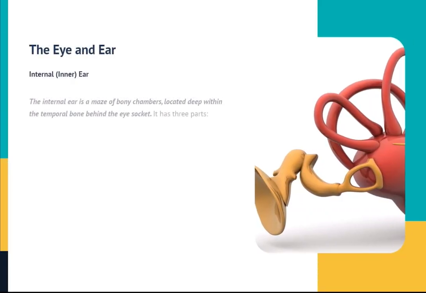Internal, inner ear. The internal ear is a maze of bony chambers, located deep within the temporal bone behind the eye socket. It has three parts. Cochlea. Vestibule. Semicircular canals.